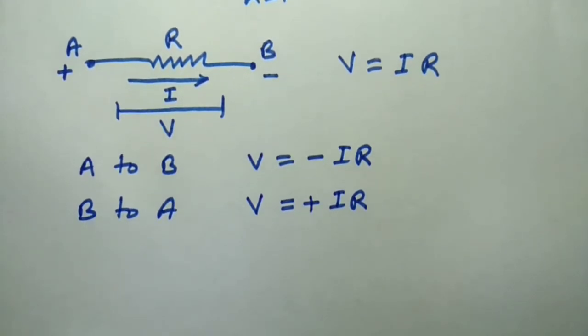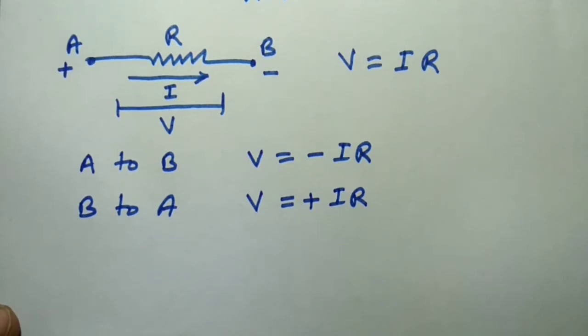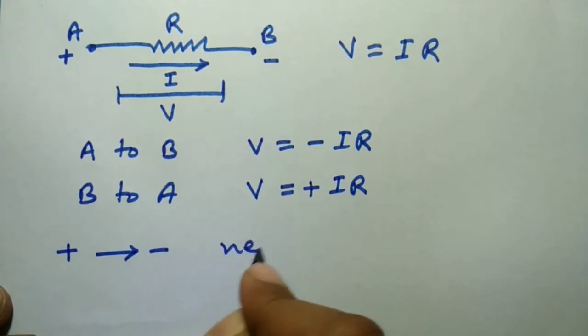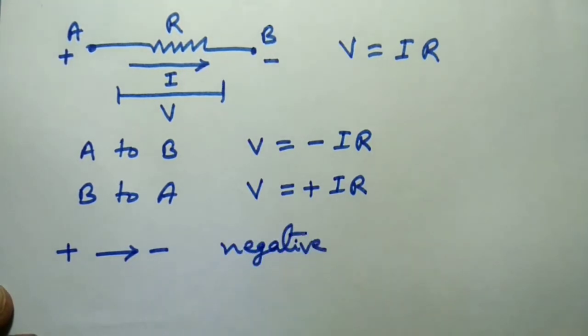So the thumb rule that can be used here is, for a particular branch, the potential difference across the branch will be taken as positive or negative depending upon the sign of the potential at the end side. That means if we move from positive to negative, the value will be taken as negative. And if we move from negative to positive side, the value will be taken as positive.